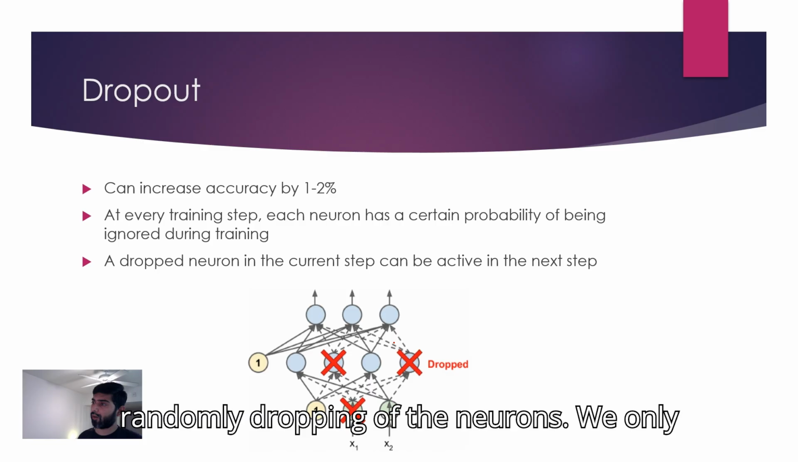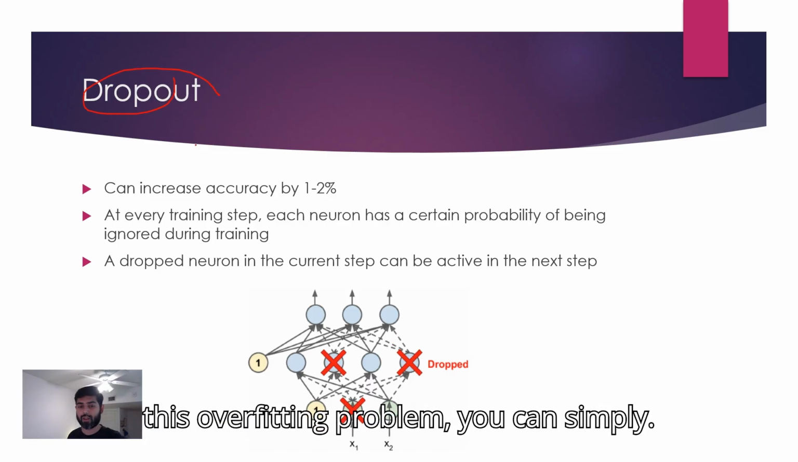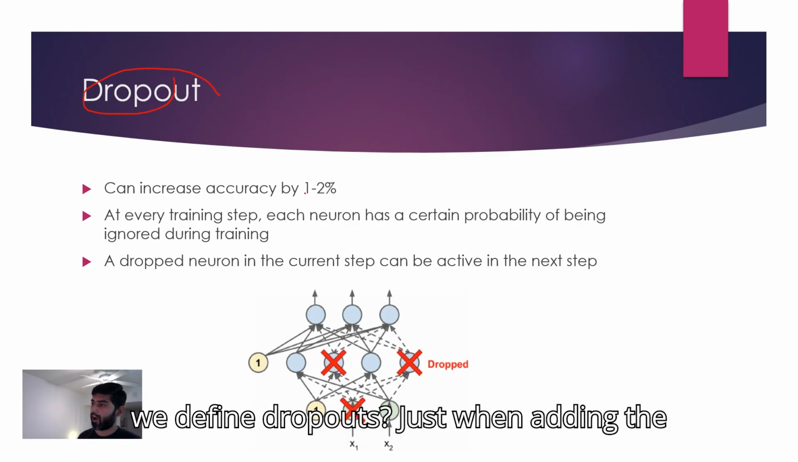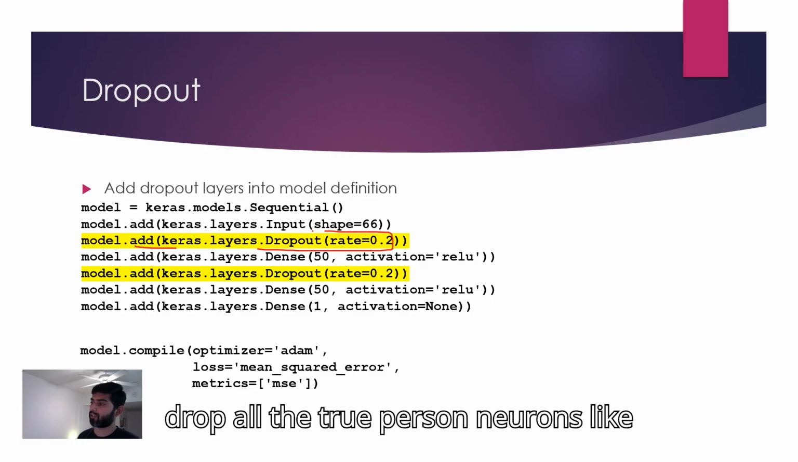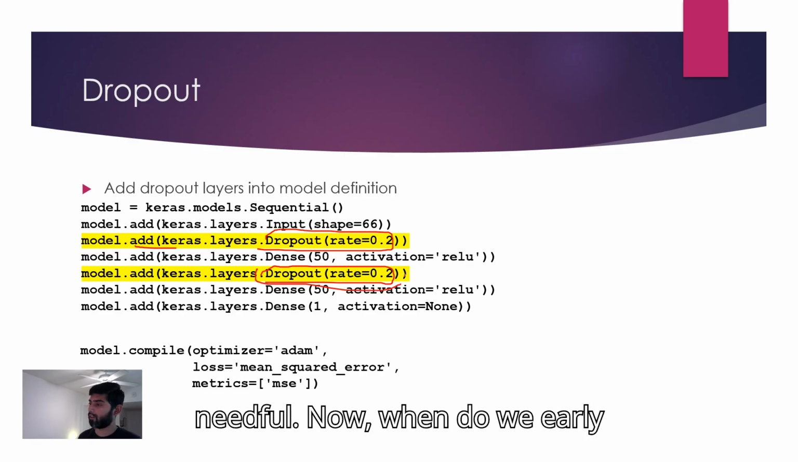We only do this dropout method when we have an overfitting problem. When you don't have an overfitting problem, you can simply not use the dropout method. How do we define dropout? Just when adding the layer, you can say dropout is 2%, just drop out 2% of the neurons, like layers.dropout, and it will do the needful.